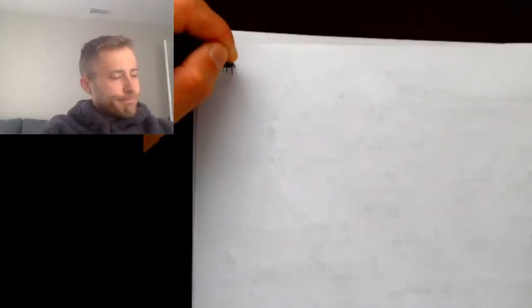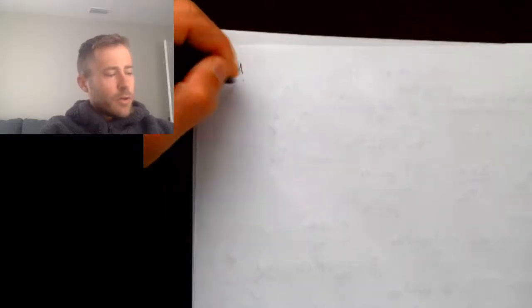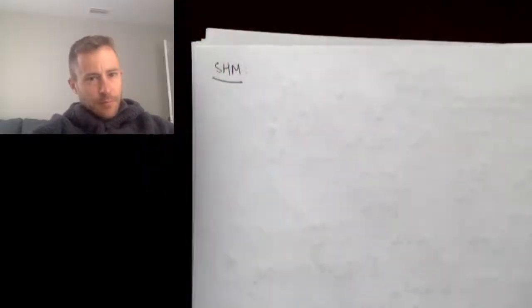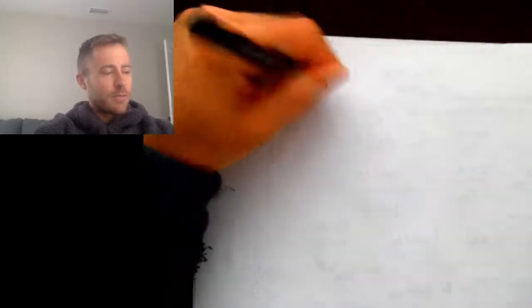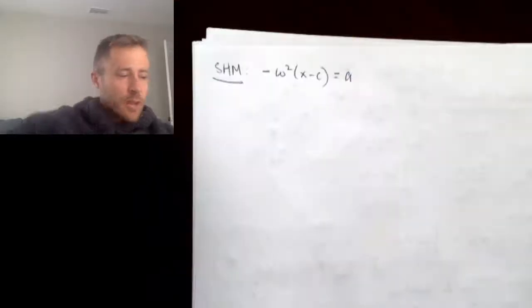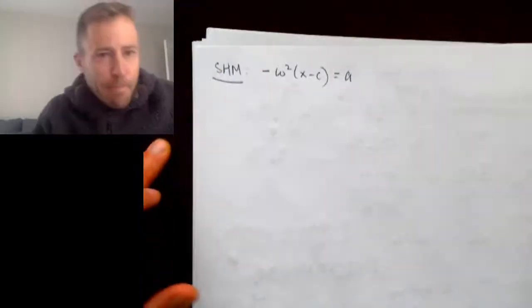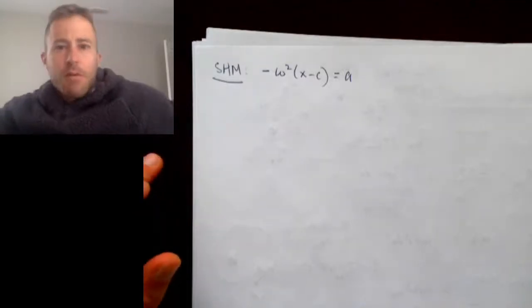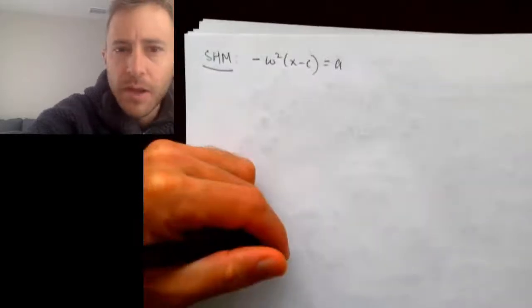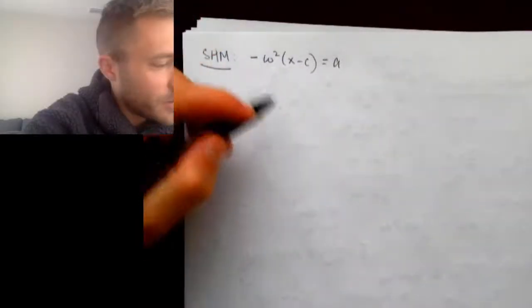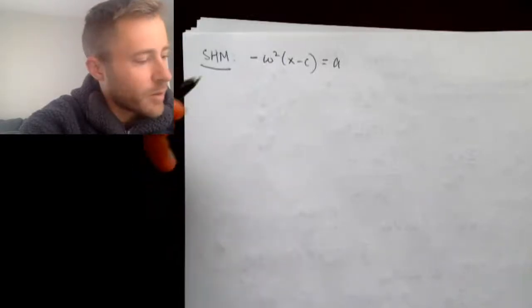So then we talked about SHM, simple harmonic motion. What I showed is that the equation of simple harmonic motion is acceleration equals minus omega squared times the quantity x minus c. So if you can put the equation into this form, then the particle that experiences this equation of motion will undergo simple harmonic motion. Okay?